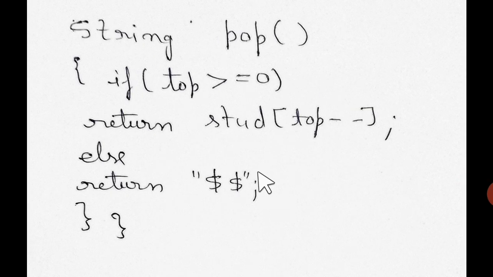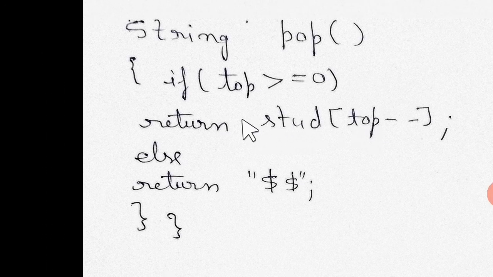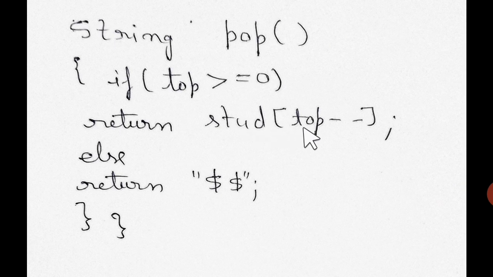After that, student pop. Pop means removing the data element. So here it is returning the string. So pop is the function here, and if top greater than equal to 0, right? Because the moment it becomes less than 0, that is -1, in that case, pop is not possible. So if top greater than equal to 0, return stud top minus. So here it is post decrement, because first the element whichever is at the top will be returned, and then it will be updated or decreased by 1.